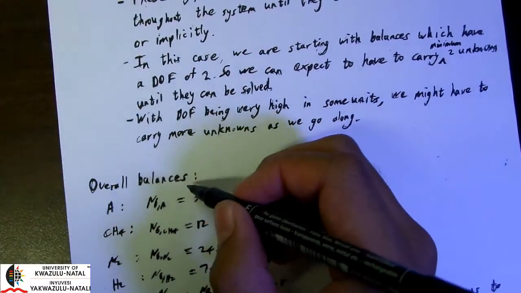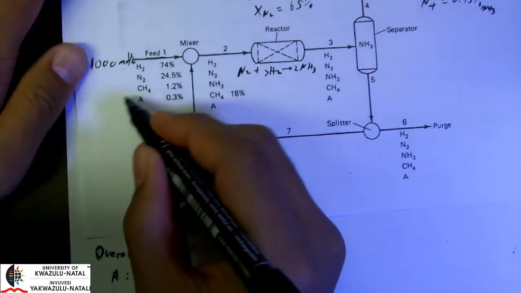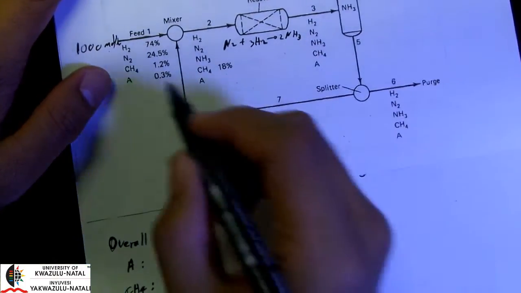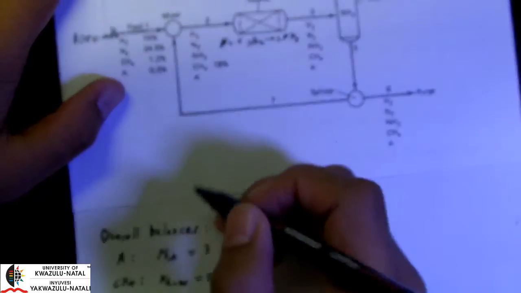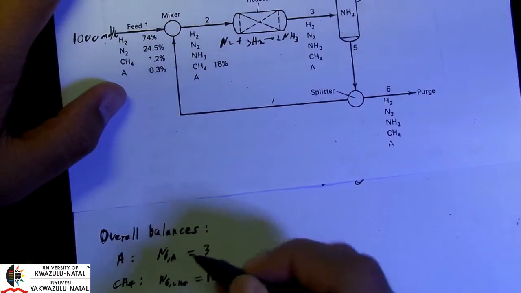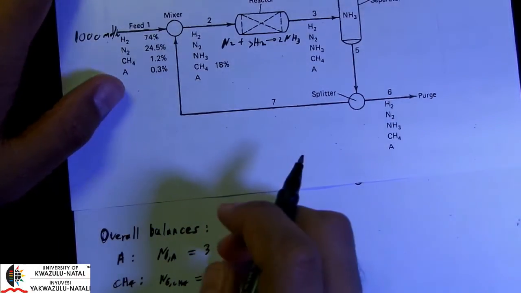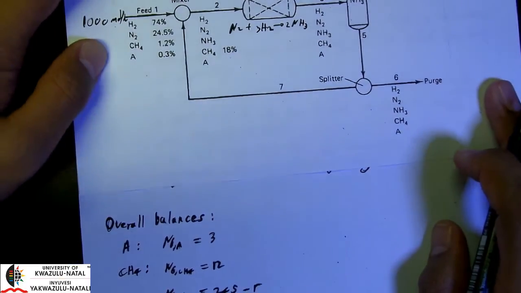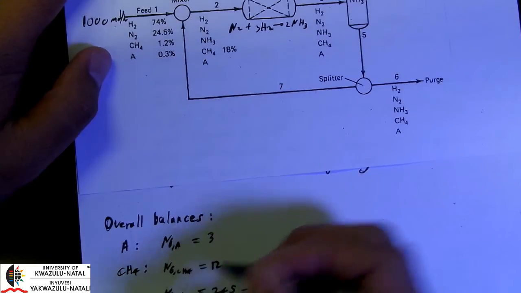Okay, so let's look at our overall balances. For our component A, we have coming in at our feed that this is our input, and remember A is an inert, so it doesn't participate in this reaction, so it's simply input is equal to output. We have an input of 3, so my N6 of A, NA in stream 6 will be 3, so that's easily found. CH4 is also an inert, so the input is equal to output, and we can easily obtain our methane in stream 6 to be 12.